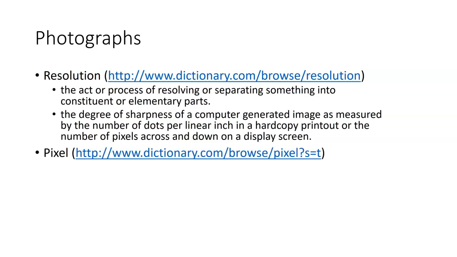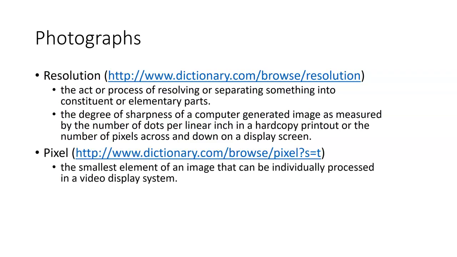Now, a pixel by definition is the smallest element of an image that can be individually processed in a video display system. When we look at it, each one of these letters over here is broken down into pixels, or smaller pieces, and when you blow it up quite well, you can actually see the different parts of it. A pixel being a small element in there.